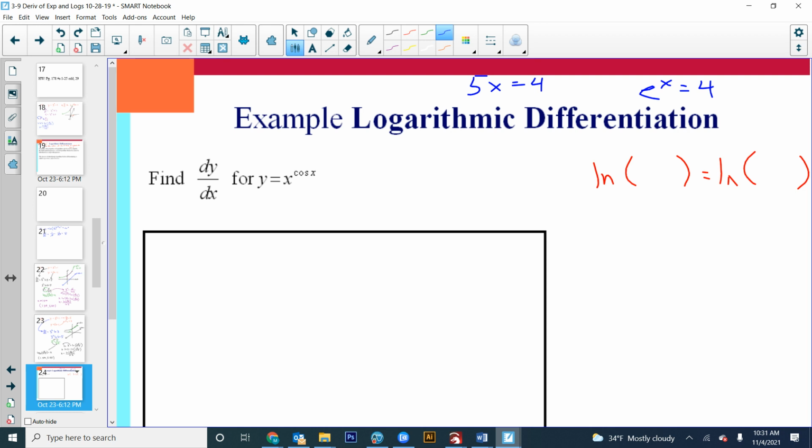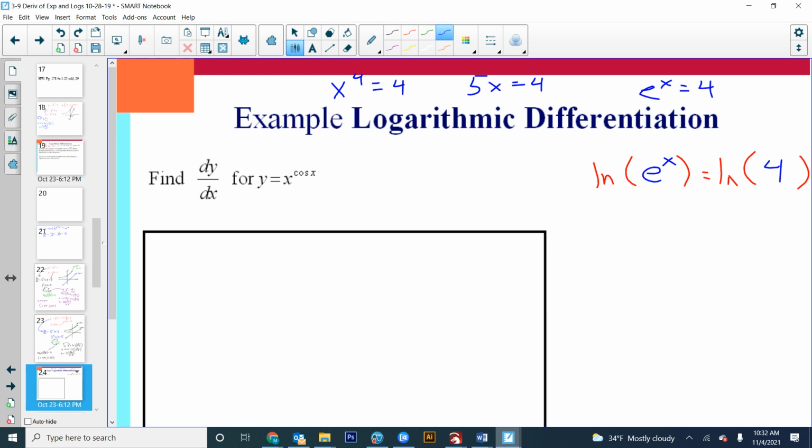If I said x to the 4th equals 4, you would take the 4th root of both sides, because that gets rid of the 4th power, correct? You do the inverse operation to get x by itself. But what if x is in the exponent? What gets it down first? A logarithm. Let's do it. What if we ln e to the x, and then we ln 4? Do you agree I did it to both sides? I ln both sides.